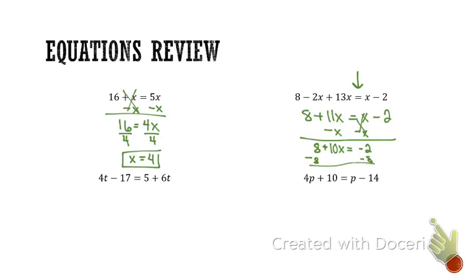Okay, so now I have 10x equals, what's negative 2 minus 8? It's negative 10. Okay, all right, so I'm out of room, so I'm just going to bring this over here. 10x equals negative 10. And now last step, divide by 10, both sides. X equals negative 1.